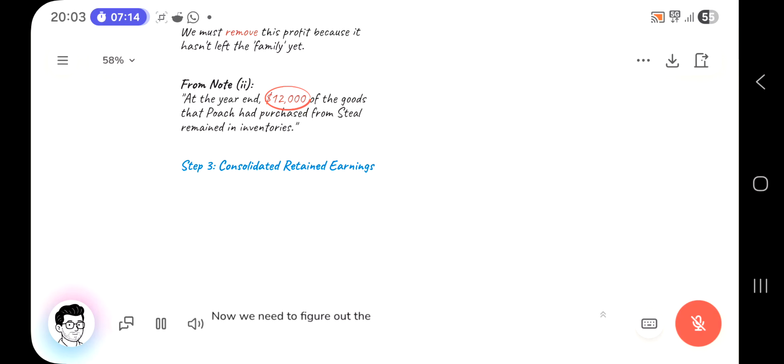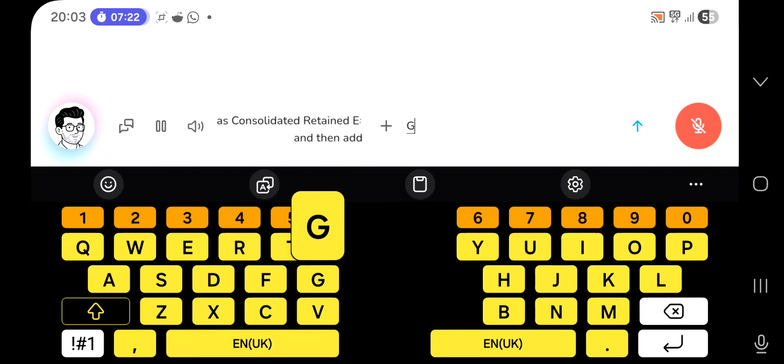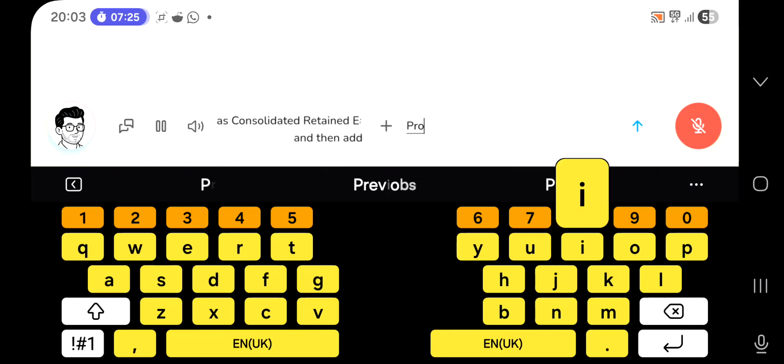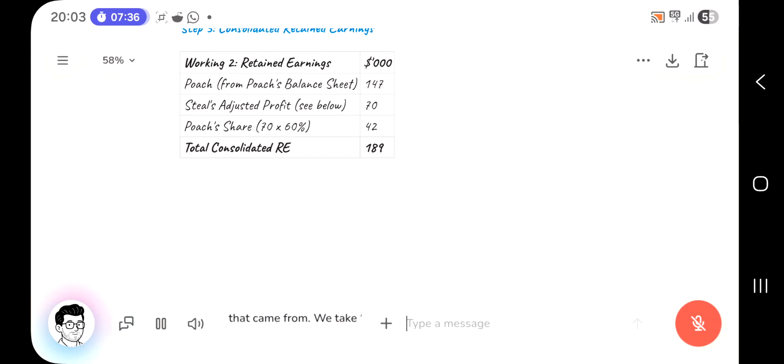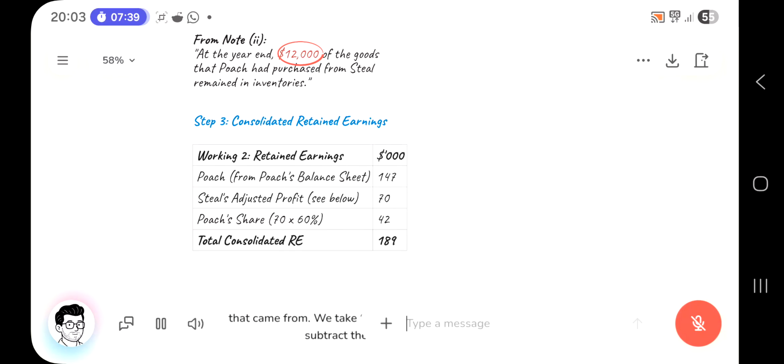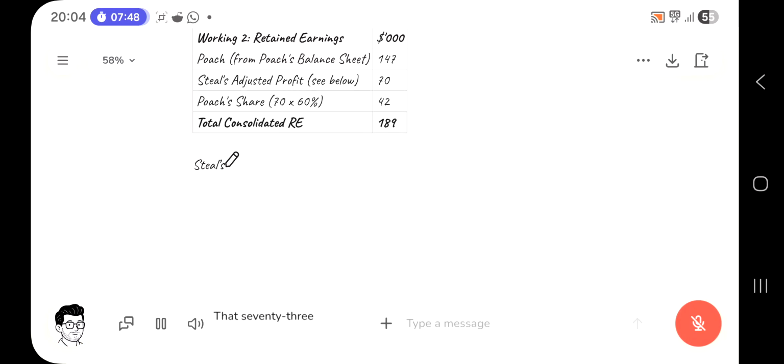Now we need to figure out the total bank account for the group, known as consolidated retained earnings. We start with Poach's full amount and then add their piece of Steele's profit. Wait, you see that 70 for Steele? Let me show you exactly where that came from. We take Steele's profit from their own column and subtract the PUP we just calculated. That 73 is from the retained earnings row for Steele in your activity table. We subtract the 3,000 PUP because Steele was the seller.